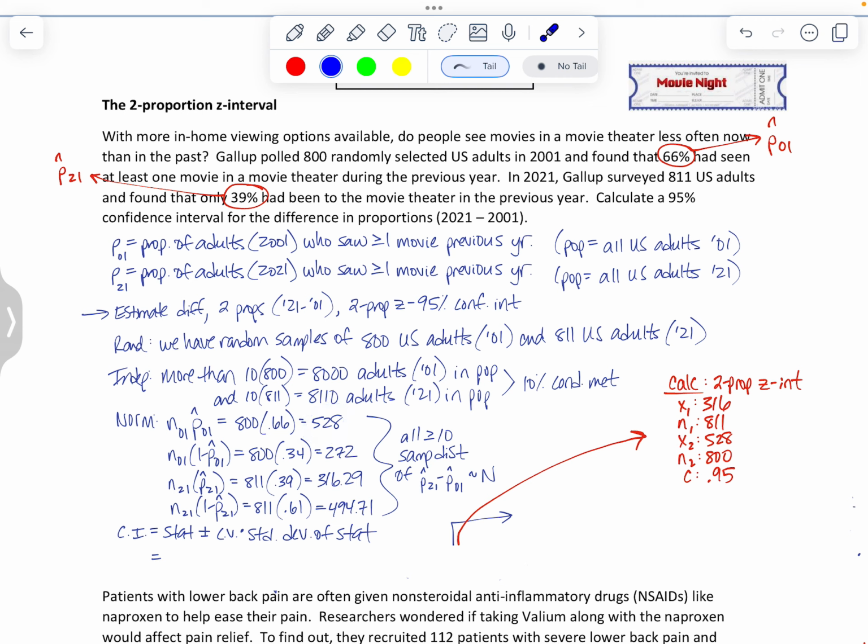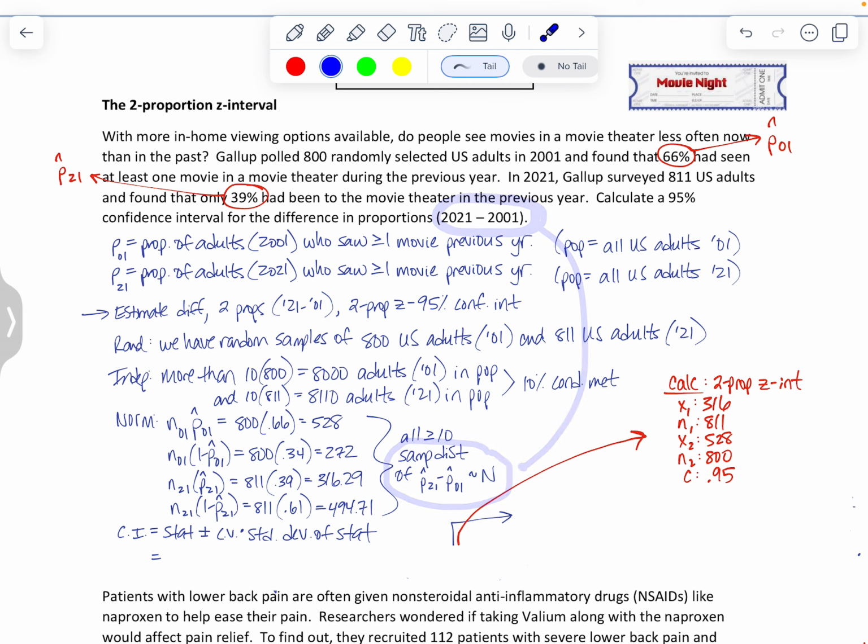I got to check all four of them. What about the n from 2001 times 1 minus the p hat from 2001? We got to check all of those, and then I'm going to repeat the process for 2021. All of these numbers are bigger than or equal to 10. That is what we are looking for. That tells me, you guys, this part is important, the sampling distribution of p hat 2021 minus p hat 2001. I'm subtracting in the direction that the question is telling me to do. The sampling distribution of all of the differences is approximately normal.